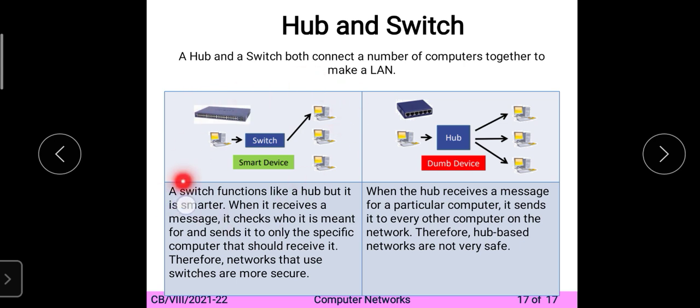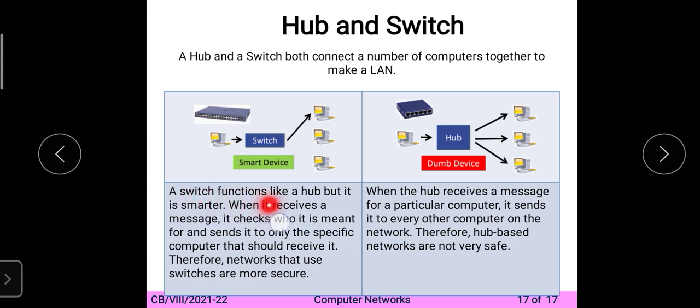And what is the switch? It checks the message received from the receiver and thinks about who it should pass the message to. मुझे किसको ये मैसेज पास करना चाहिए, फिर उसी को ही मैसेज पास करेगा, ना कि सारे कंप्यूटर जो लैन केबल में कनेक्टेड है. So it's a smart device.